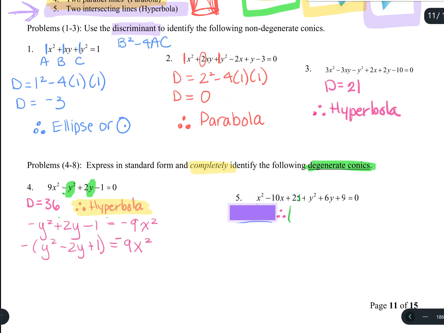Oops, negative 9x squared. Then I'm going to divide everything by a negative, so I get y squared minus 2y plus 1, which I can factor to become y minus 1, quantity squared, is equal to positive 9x squared, dividing everything by a negative.